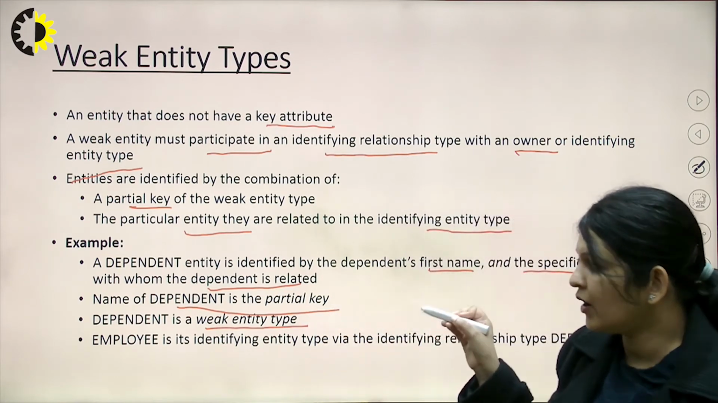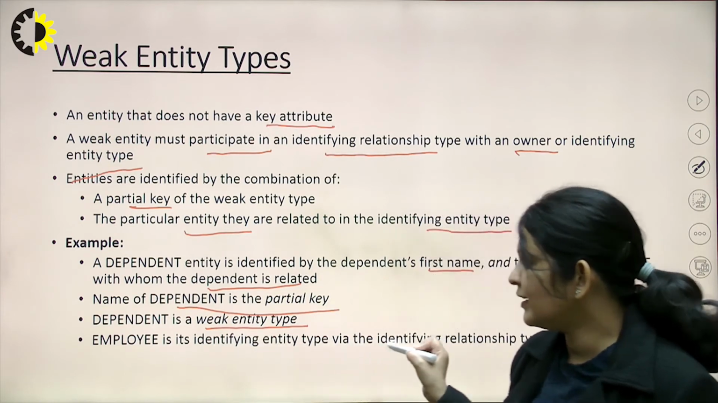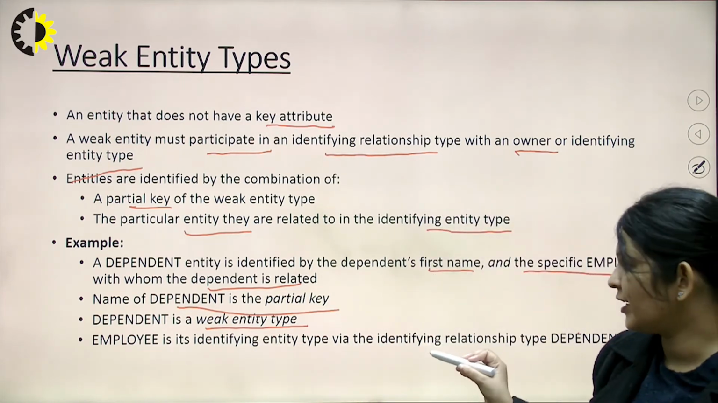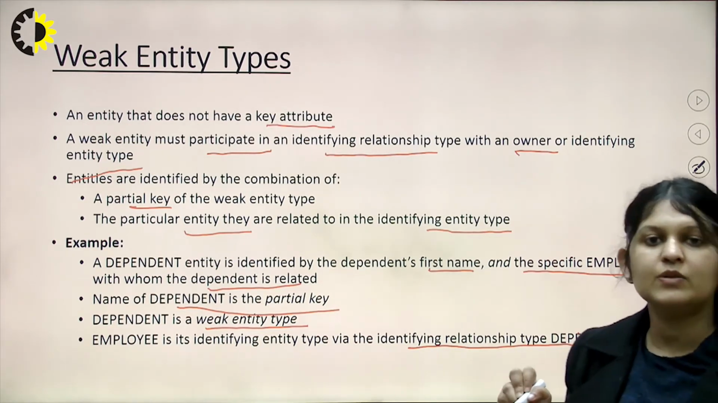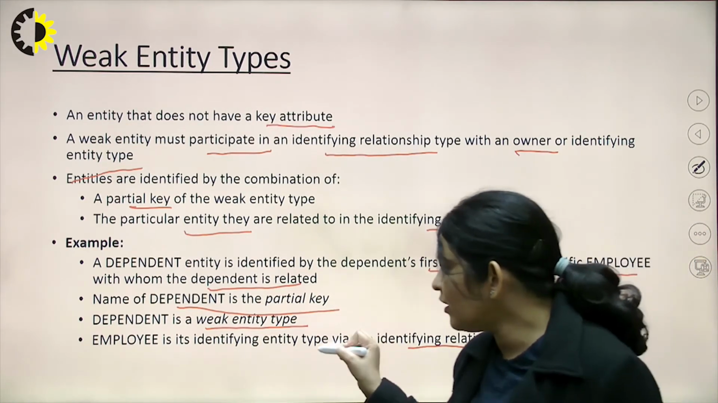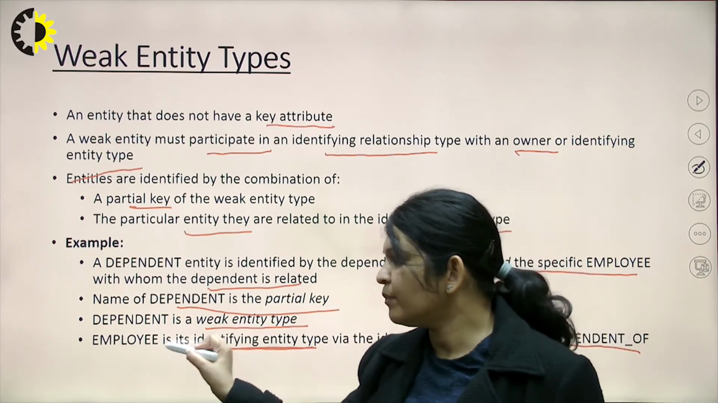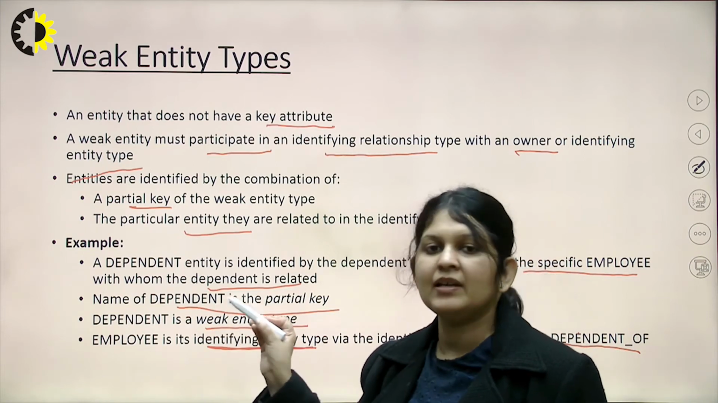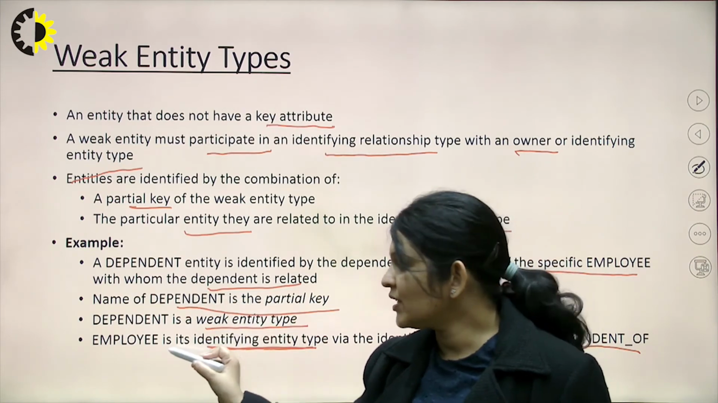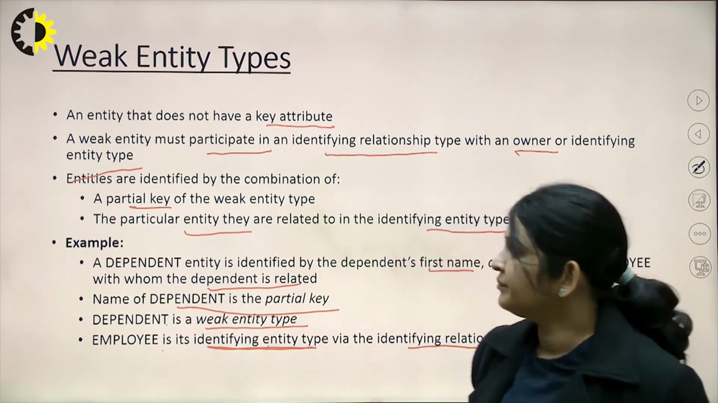We will look into how we represent the dependent entity. Employee is its identifying entity type, and the identifying relationship type is dependent_of. Why is it called an identifying entity type? Because if the employee leaves that particular organization, then the dependent entity would no longer be there. So it is the employee who is identifying that particular dependent.